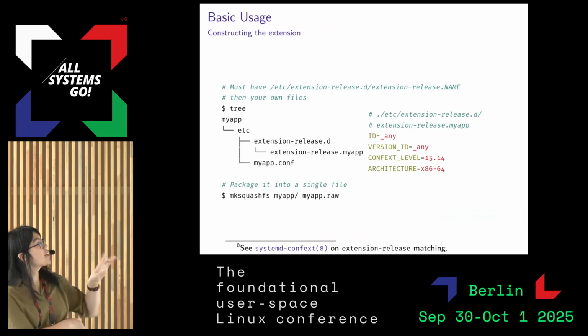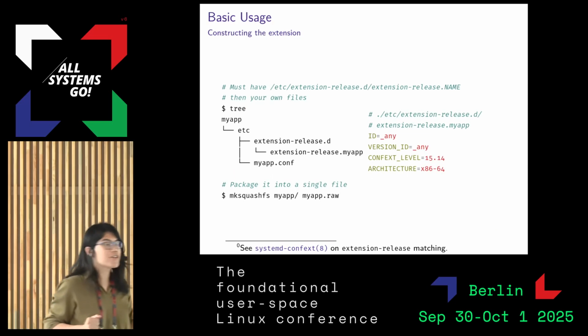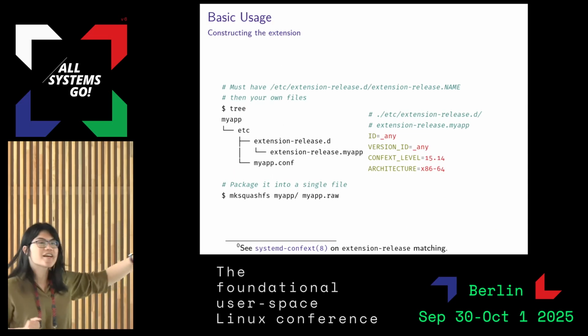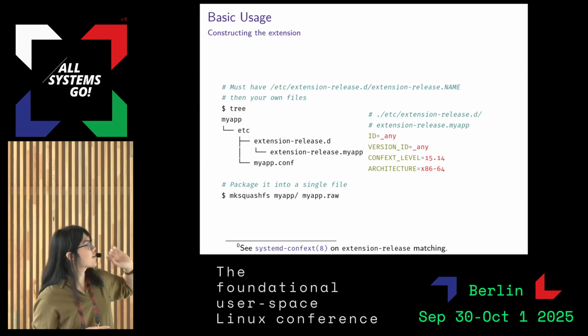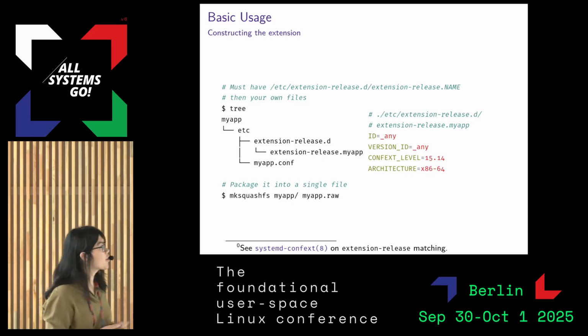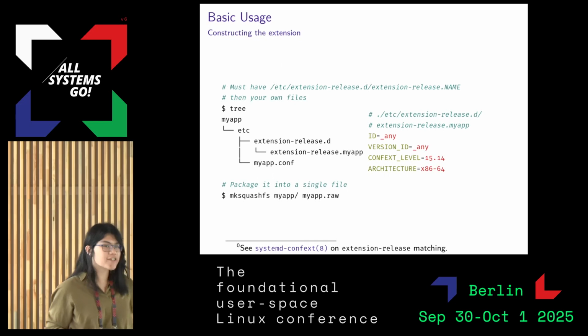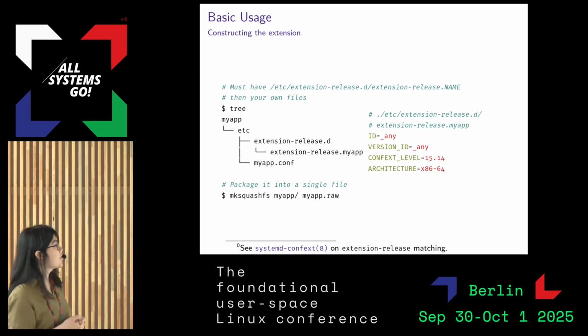So let's quickly make an extension. Really, the only file that you need is the extension release file, and that is just because we share the DDI matching code. So you can fill it in with something like architecture, or you could fill it in with something more arbitrary. You will see that this looks suspiciously like an OS release file, and that is because they're supposed to work in conjunction with each other.